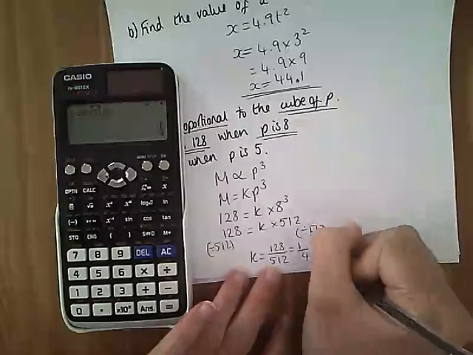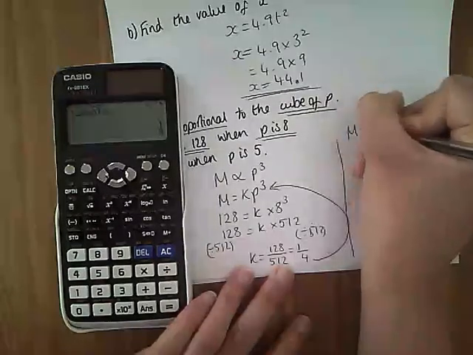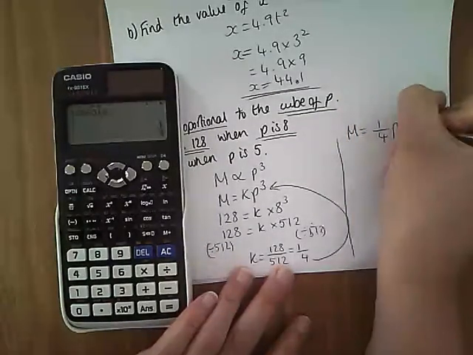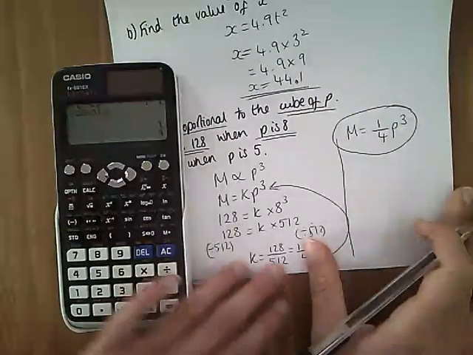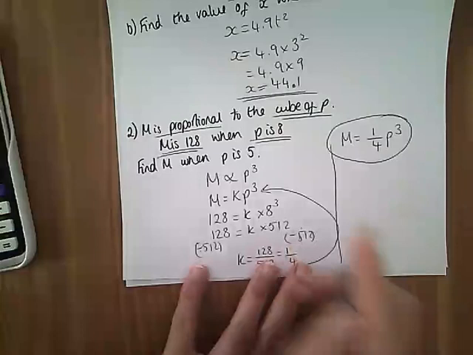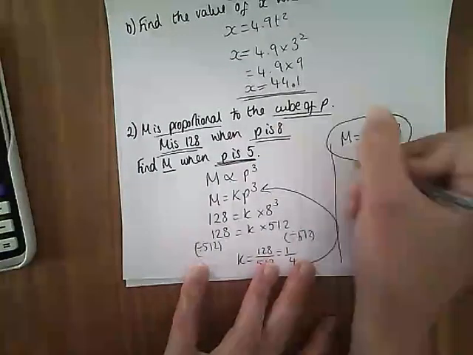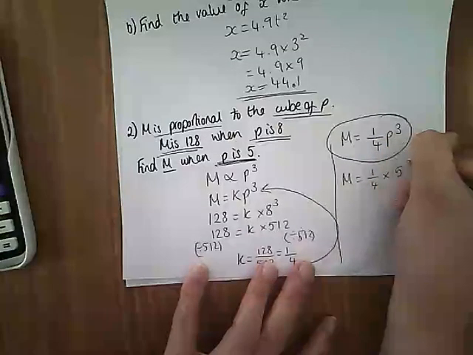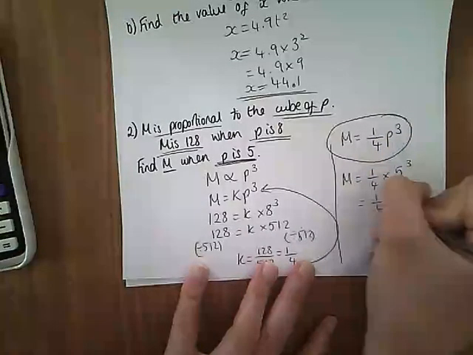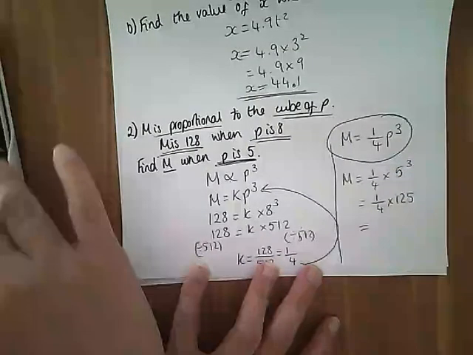You must put it back into this formula. Okay, so our formula is now m equals a quarter times p cubed. That is our formula. The question has then asked us to find what m is when p is 5. So we're going to substitute in p is 5 into here. So we've got a quarter times 5 cubed. A quarter times 125 is 31.25.